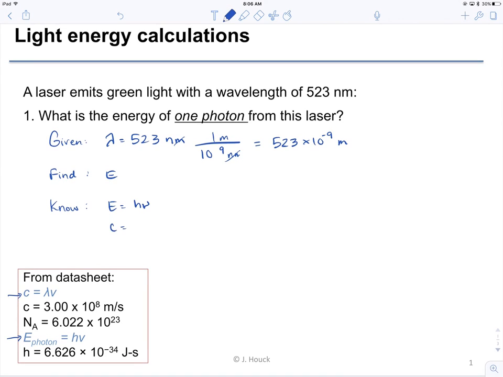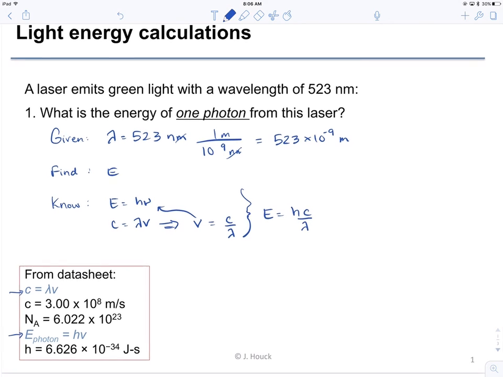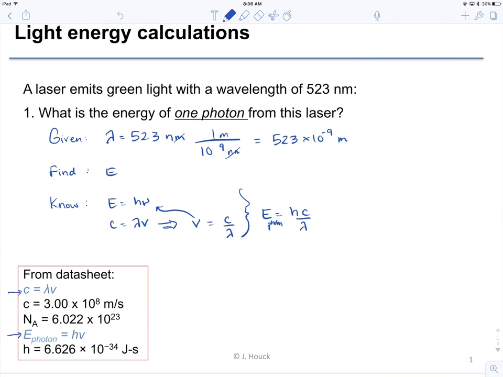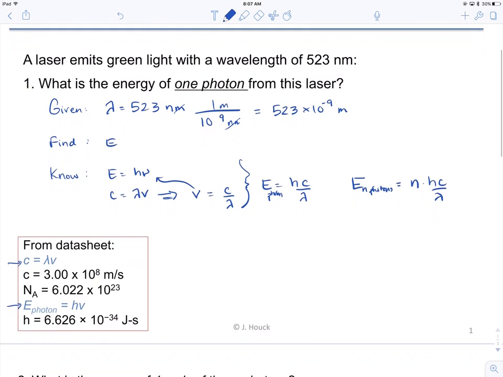If we simply rearrange this c equals lambda nu equation, we can solve for nu, then plug in up there to get E is equal to hc over lambda. And this is the energy of a single photon. And I also want to point out that the energy of n photons is equal to n times hc over lambda. And so we should be able to use this form of the equation for all of the questions in this video. So we just need to plug in to find the energy of one photon.